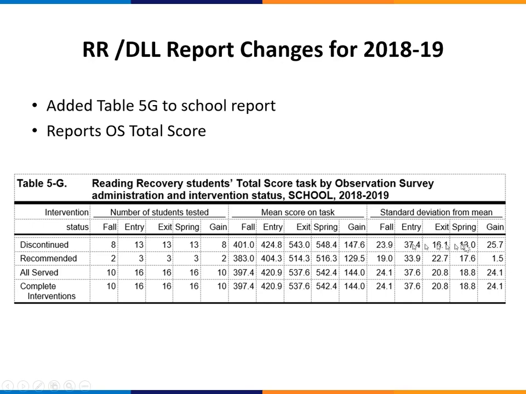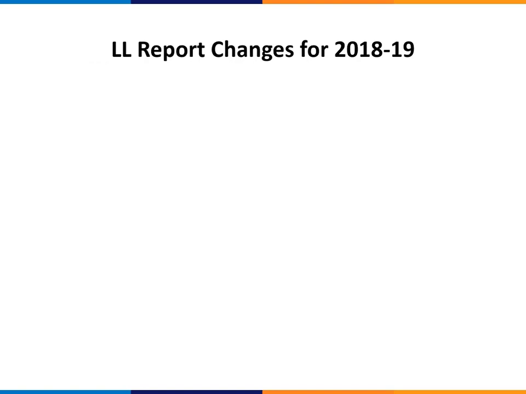Finally, the last 5 columns are the standard deviations for each point in time: the fall, entry, exit, and spring, and then once again the standard deviation on our gain. So that's actually all the changes for the Reading Recovery and the DLL reports for this year. Let's go into our literacy lessons report changes. There's a few more here.